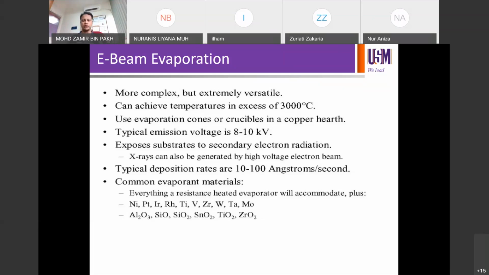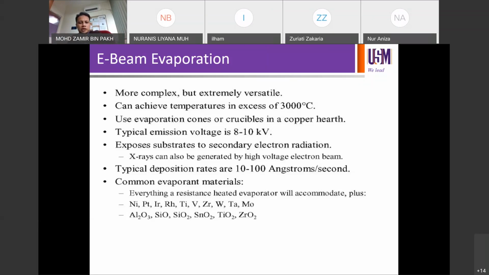As far as PVD is concerned, if you recall PVD, physical vapor deposition, you have evaporation and sputtering. For evaporation, we have E-beam and thermal. For sputtering, you have DC and RF, right? DC and RF. So we're going to go through sputtering later on.